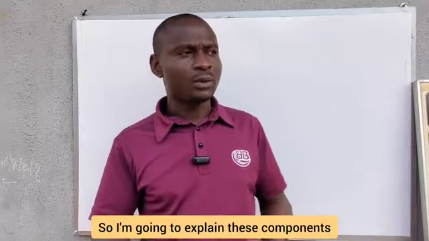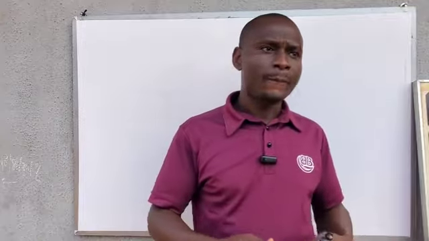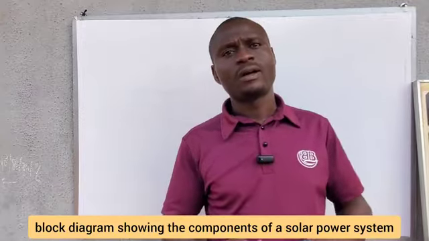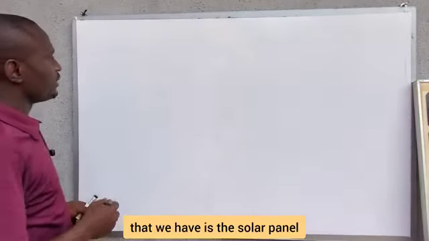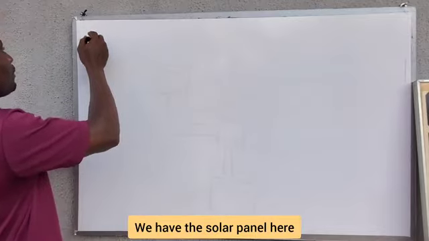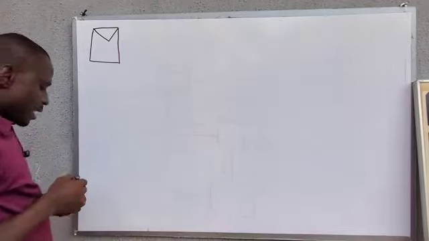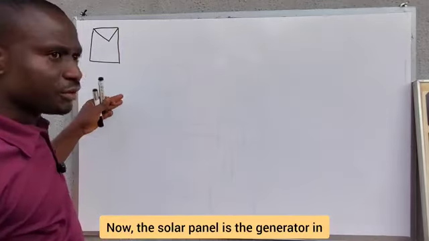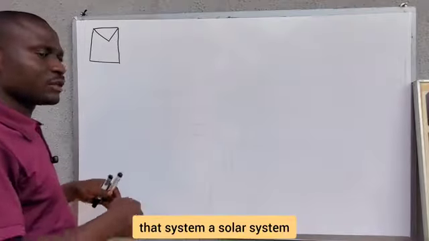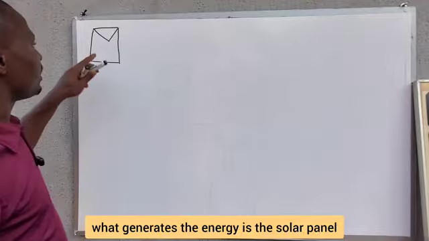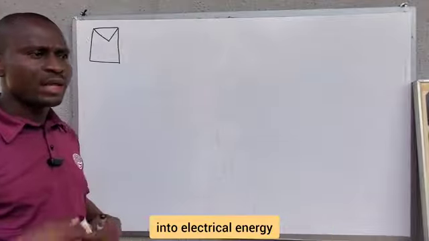So I'm going to explain these components to you using a block diagram. I call it the block diagram showing the components of a solar power system. The first component that we have is the solar panel. This is our solar panel. The solar panel is the generator in a solar power system. So long as you call that system a solar power system, what generates the energy is the solar panel. The solar panel converts the sun's energy into electrical energy.